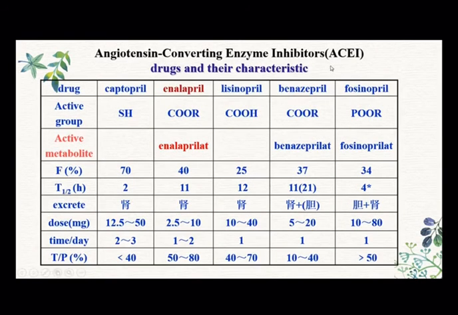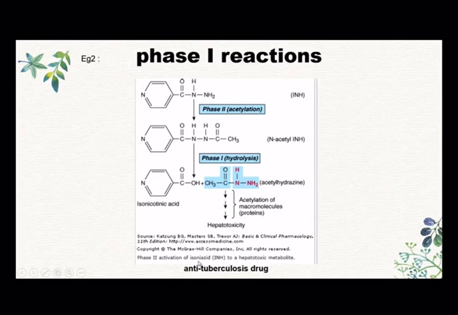Here are ACEI drugs and their characteristics. Enalapril is the parent drug. It has an active metabolite, enalaprilat. Through Phase 1 reaction, its activity is enhanced. Example 2. Isoniazid, INH, is an anti-tuberculosis drug. Through Phase 1 reaction, it becomes a hepatotoxic metabolite.